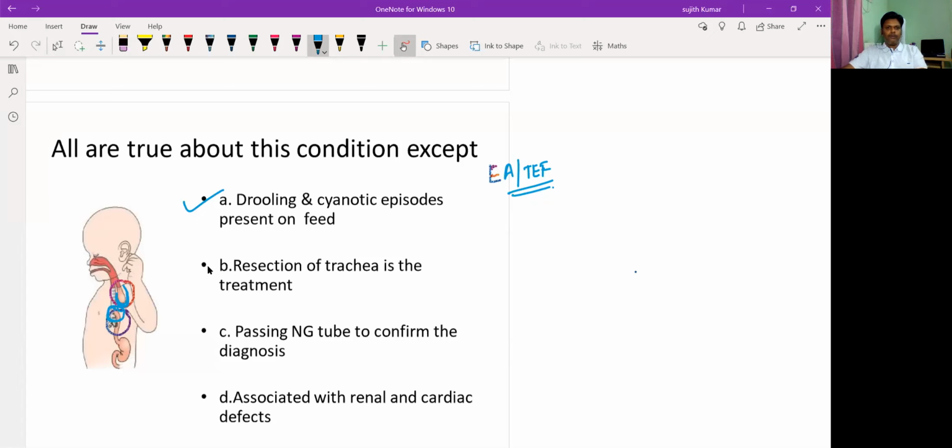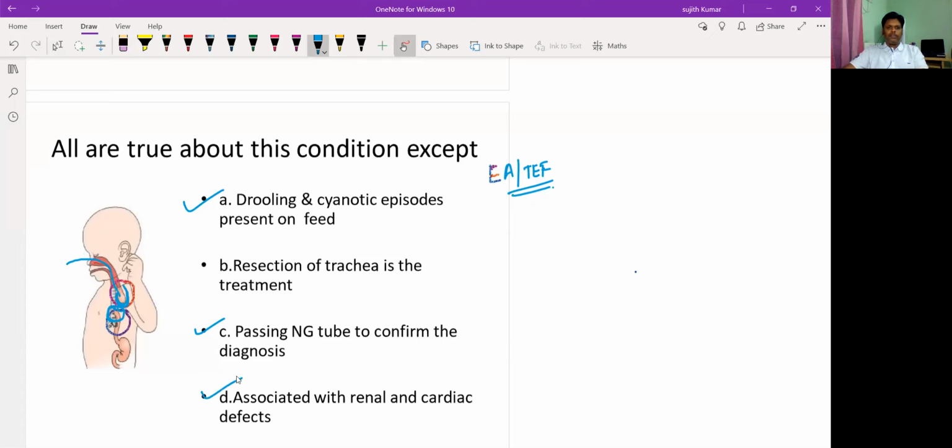So that is the correct option. And go to C1, that is passing the NG tube. If you pass the NG tube, you can confirm your diagnosis because beyond a certain point you cannot insert your tube and there will be resistance. And if you take the X-ray, you can confirm that the patient is having esophageal atresia. So that is also correct.